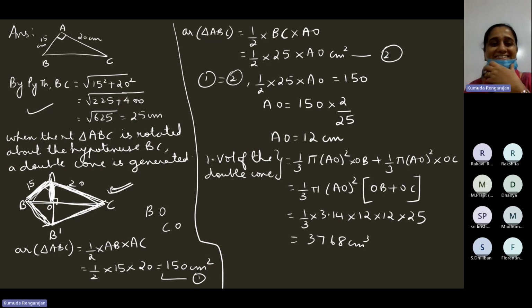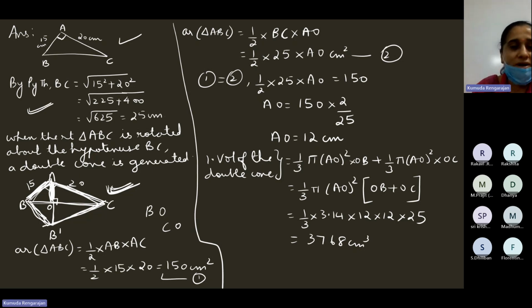So first show the right triangle. You have a right triangle. Show the right triangle. Find the hypotenuse using Pythagoras theorem. And then when it is turned about the hypotenuse, the solid generated is a double cone. So we have represented the double cone here. All right. Now remember that to answer anything about this figure, it is enough if you have the radius.